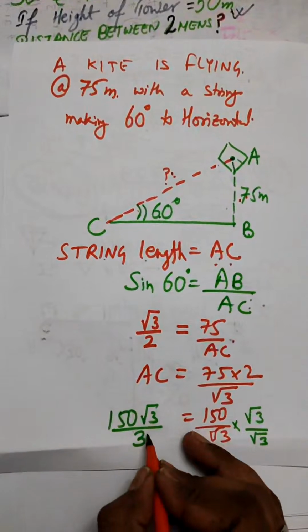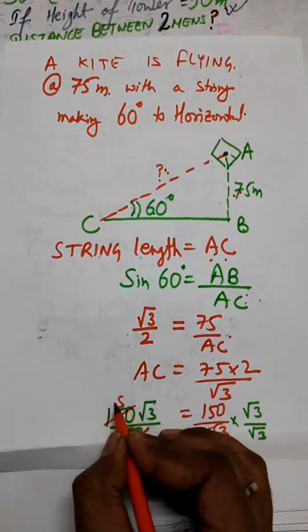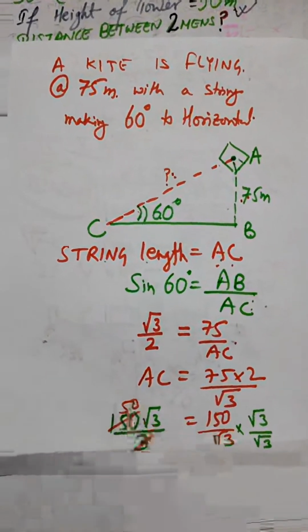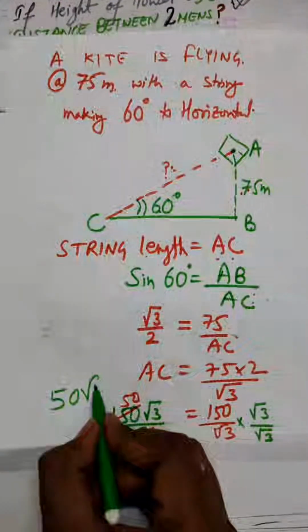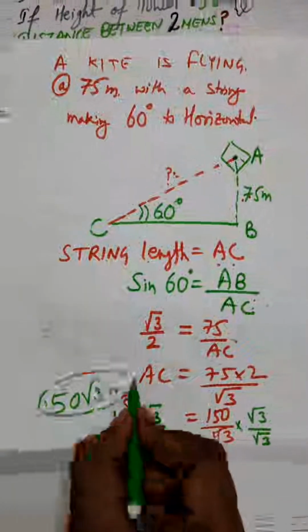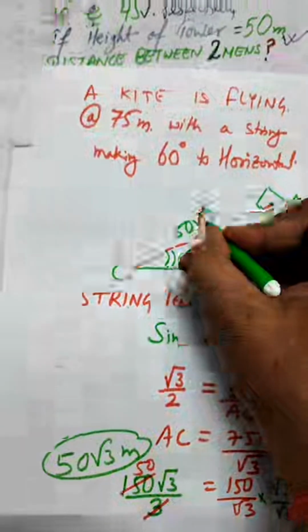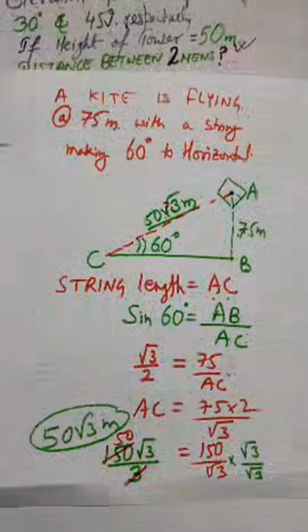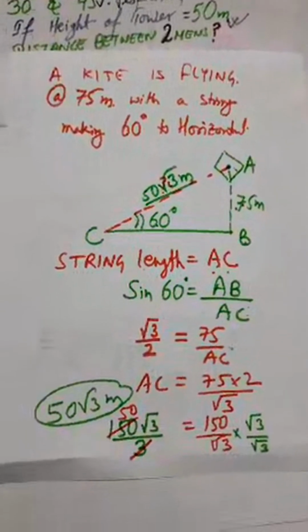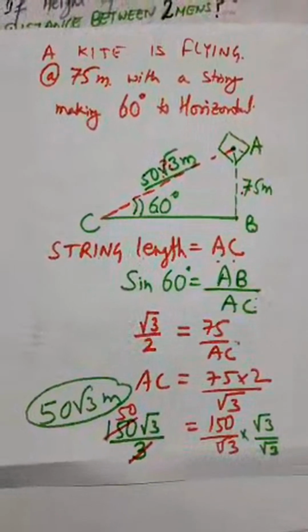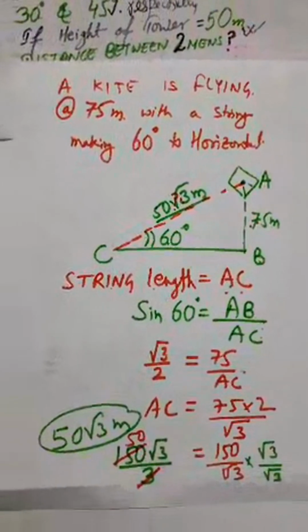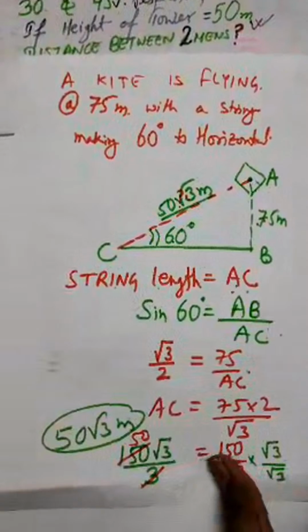After that, just divide, and 50 root 3 meters is coming, which is the length of the string: 50 root 3 meters. In this way we have solved this question. This is a very simple question. Today we have solved two questions, this one and another one.